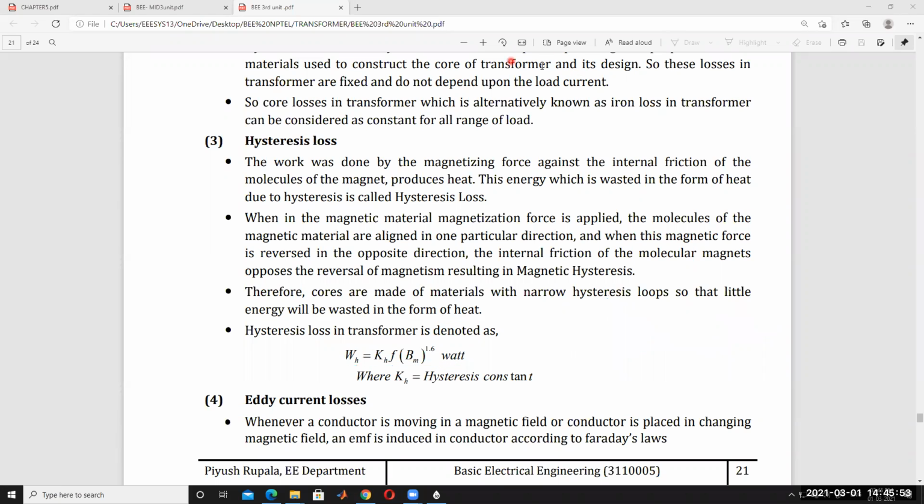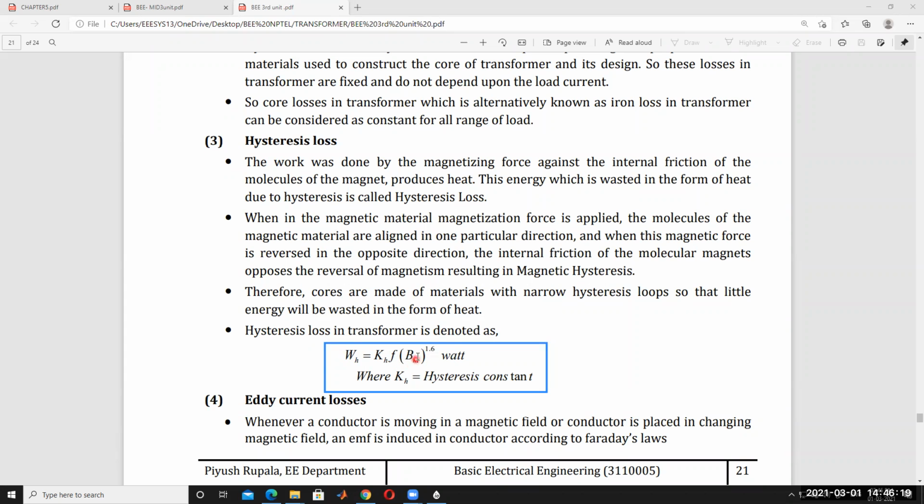This formula is very important, and some numerical problems are based on it, so try to consider all of them. Hysteresis loss is equal to Kh into F into Bm to the power 1.6, in watts. Kh is called the hysteresis constant. So WH, the hysteresis loss, is equal to Kh into F into Bm to the power 1.6.